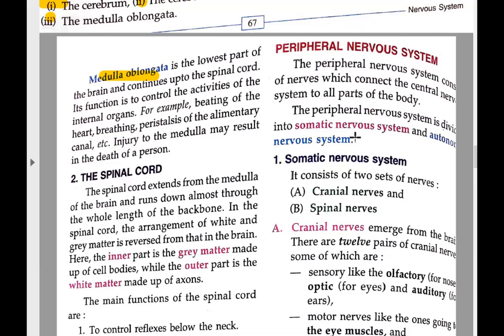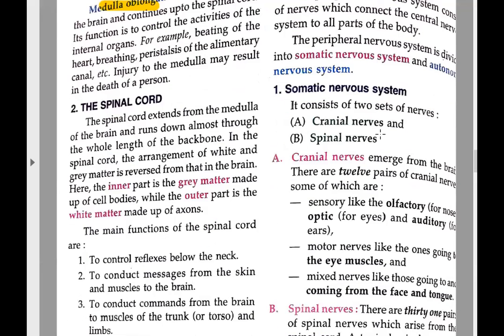The peripheral nervous system can be divided into two types. We discussed it. What is that? Somatic nervous system and autonomic nervous system. Now, first we'll see one by one. The somatic nervous system will have two types of nerves. What are the two types of nerves present in the somatic nervous system? Cranial nerves and spinal nerves.